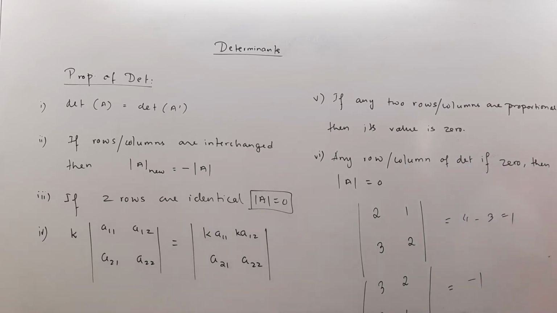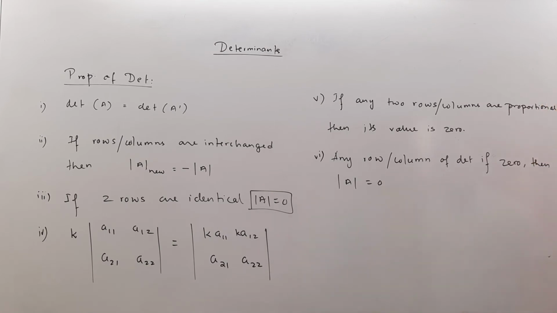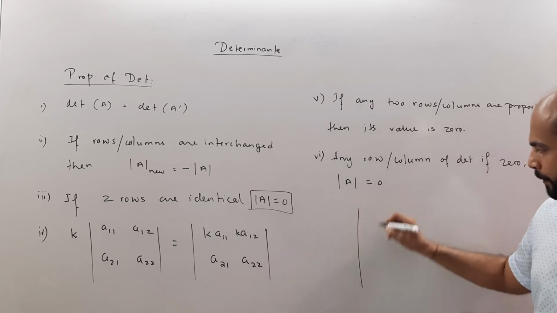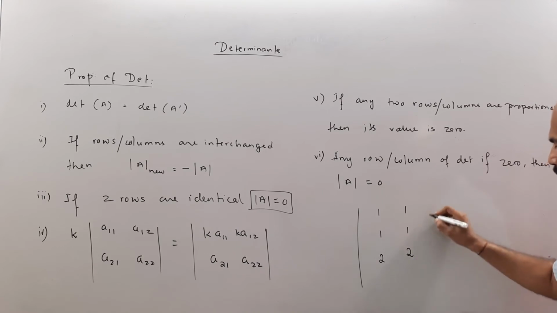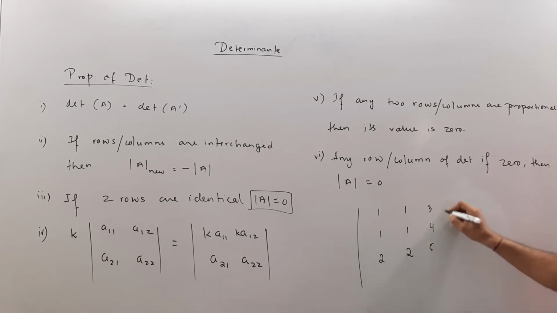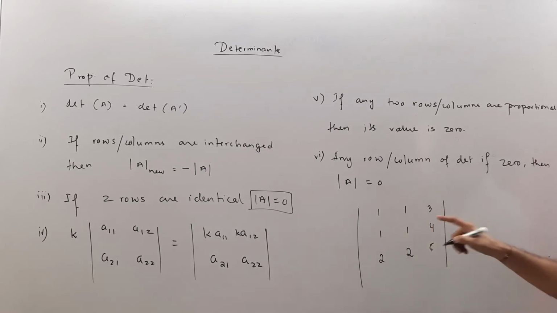The next property is, if 2 rows are identical, then the value of the determinant goes to 0. Let's say this is what we have, 1 1 2, here also we have 1 1 2, and we will consider this as 3, 4, 5. Now you can always calculate the value and check. Here the two columns are identical, and in this case straight away we can write 0.